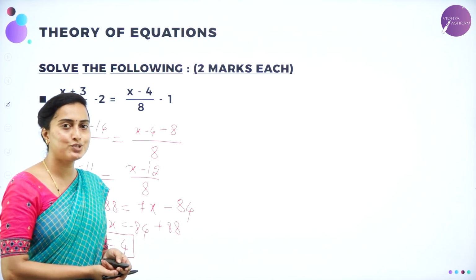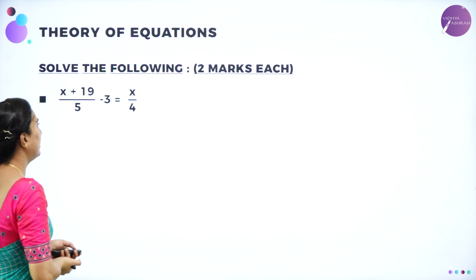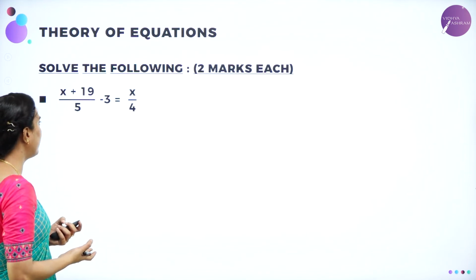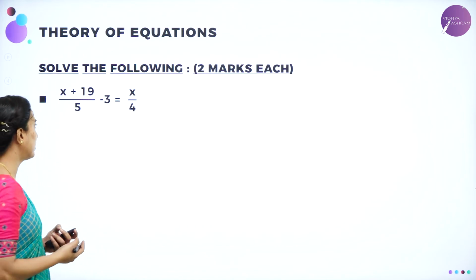I hope you got this one. We'll be moving on to the next problem, dears. What they have asked? (x plus 19) divided by 5 minus 3 is equal to x by 4. Solve this equation. Now what you need to do?